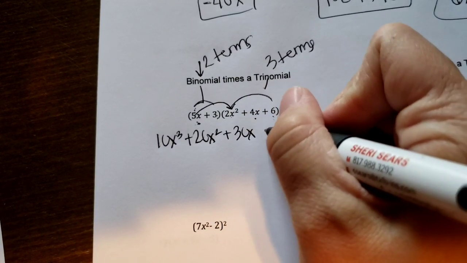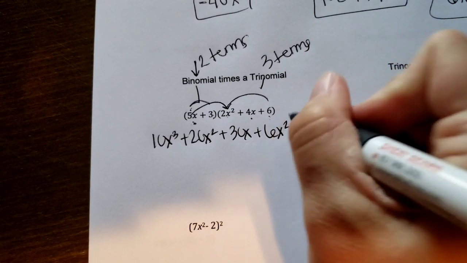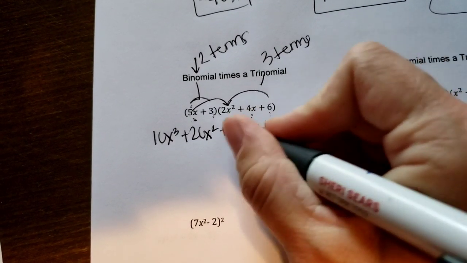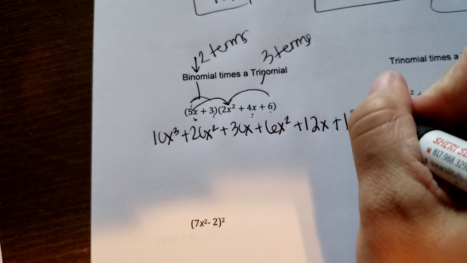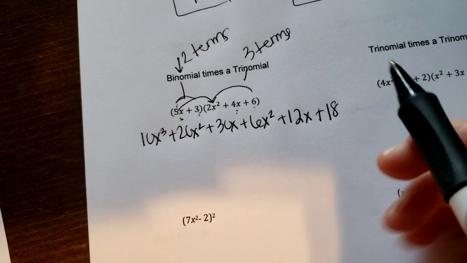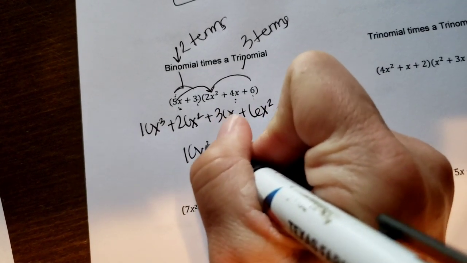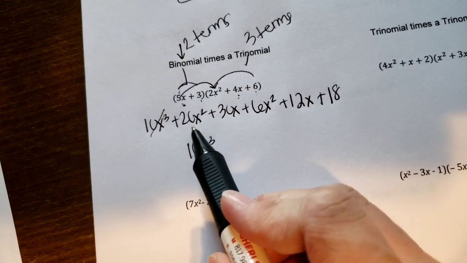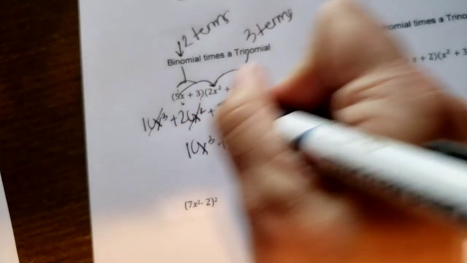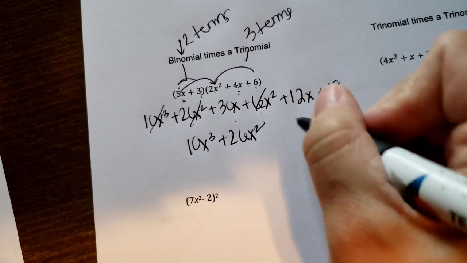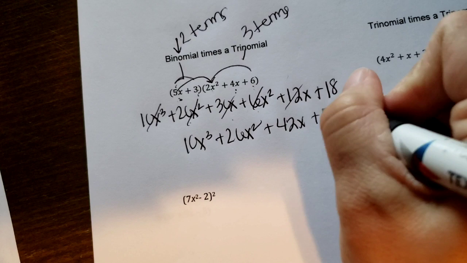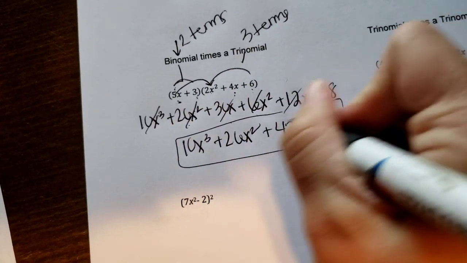3 times 2x squared is 6x squared. 3 times 4x is 12x. And 3 times 6 is 18. And a lot of times at this point, you'll be able to combine some like terms, okay? The 10x cubed is the only x cubed we have. Then you've got 20x squared and 6x squared, which is 26x squared. 30x and 12x will be 42x. And then you've got your 18 all combined together, okay?